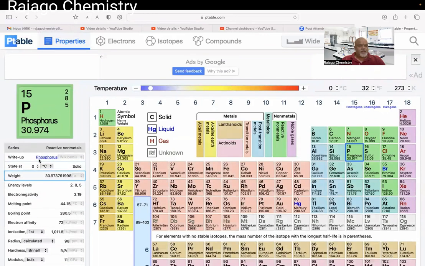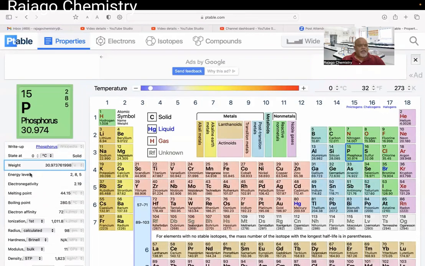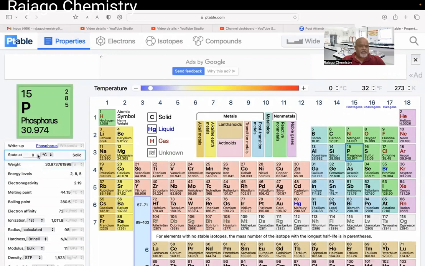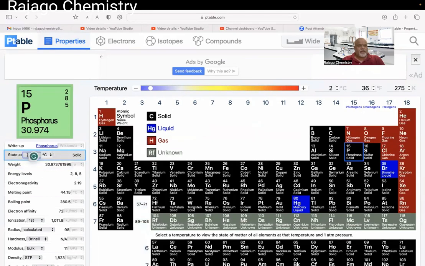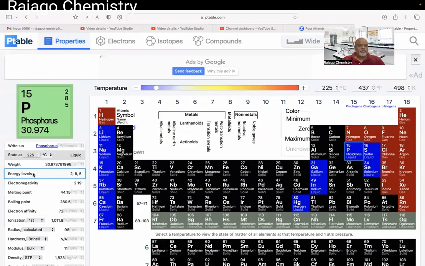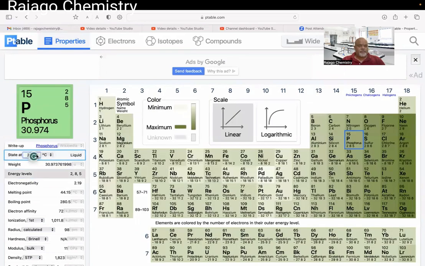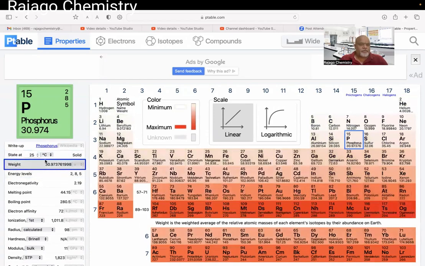The name, and then what is the state at 0 degrees. We want it at 25 degrees. So if you type in room temperature, you can find out the state at 25 degrees. What is the temperature? Is it a solid or something?